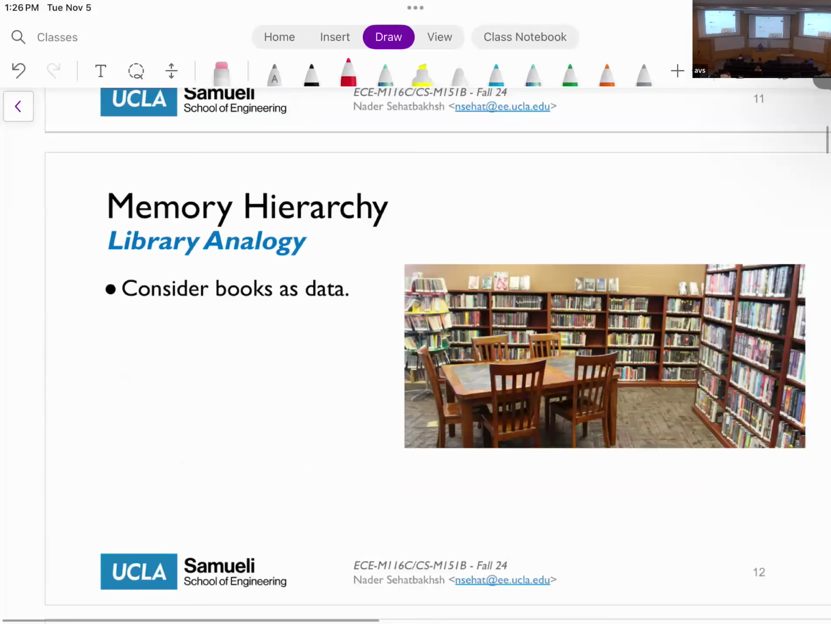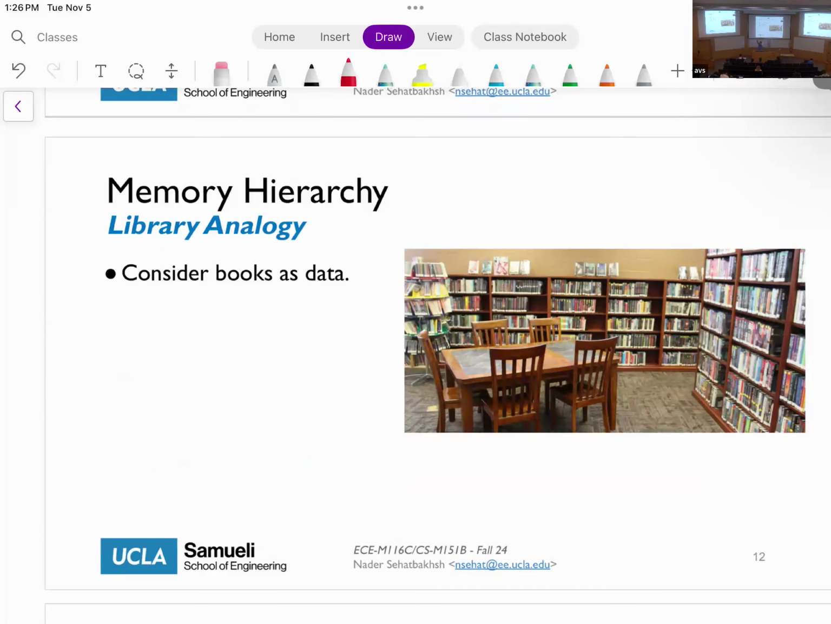So how would hierarchy work? This is an example that the book uses, I use, and many other people use: I consider data as books, okay? So hierarchy works this way, and this is how the analogy goes to caches and memories. Think about this: you have a table, you have a library behind you, you have some books stored in the garage of your home, and you have some books in the Powell library, okay? So you have these 4 different options. How would you store your books? This is an intuitive solution for this problem.